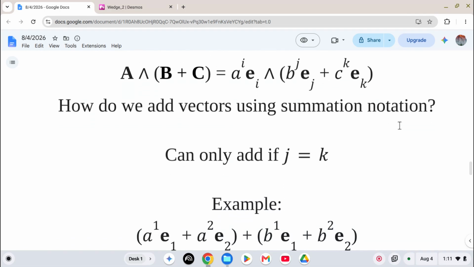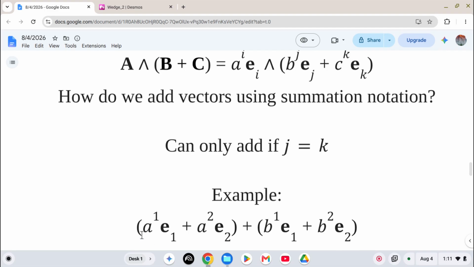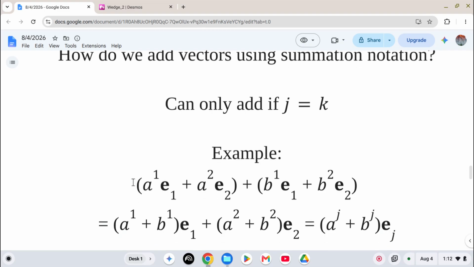Here's an example. So let's say this is vector A, vector B, has its components and basis vectors. Now when we add these, we say A1 plus B1 goes with basis vector E1, and A2 plus B2 goes with basis vector E2. So you can see these are just summation notations, right? So I can write this as AJ plus BJ times EJ. That's what we have to do.